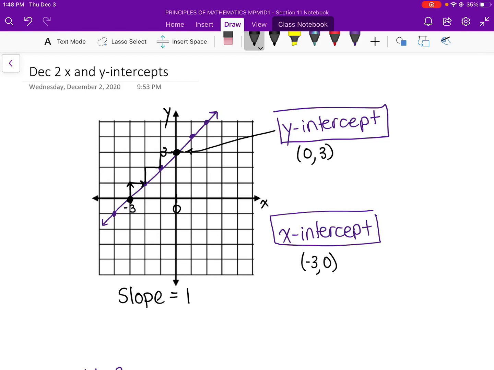Okay, here we go. So we're talking X and Y intercepts. So Y-intercept is at 0, 3, X-intercept's at -3, and we found the slope was 1, just to recap. Okay, cool.